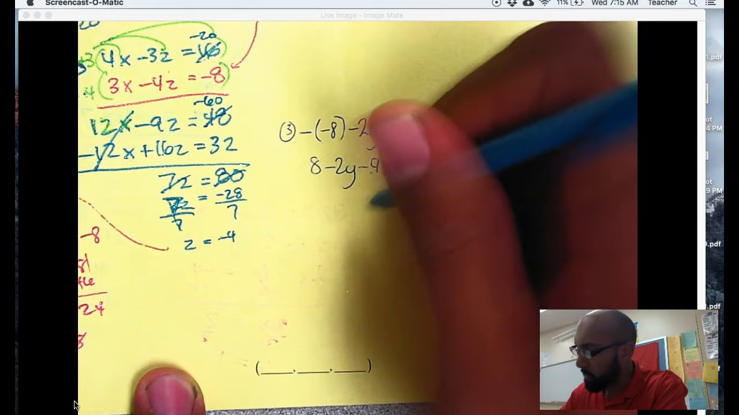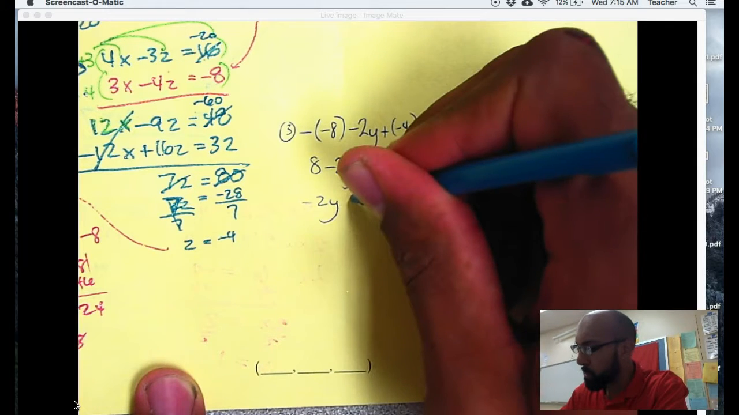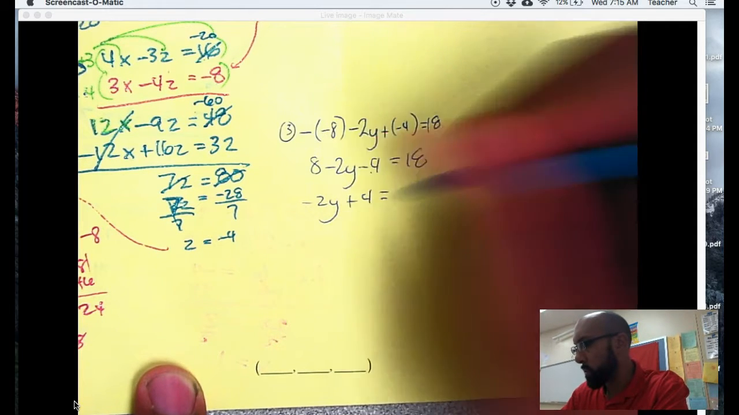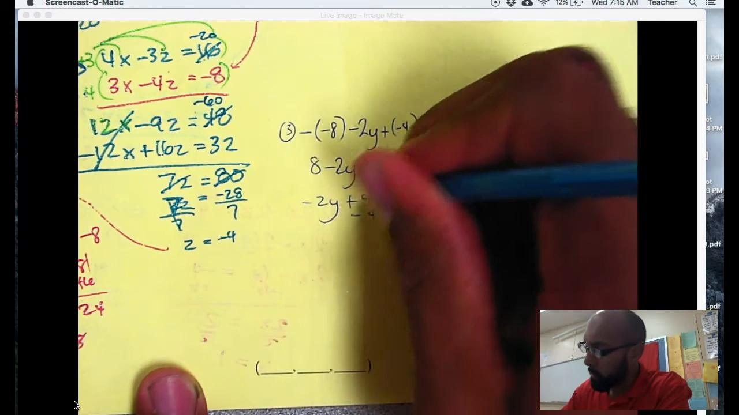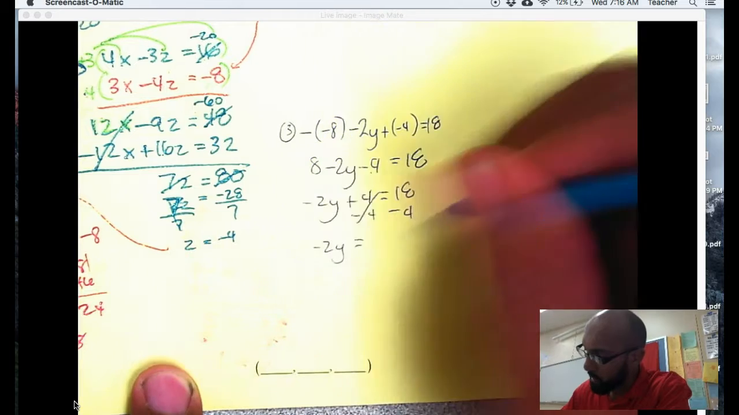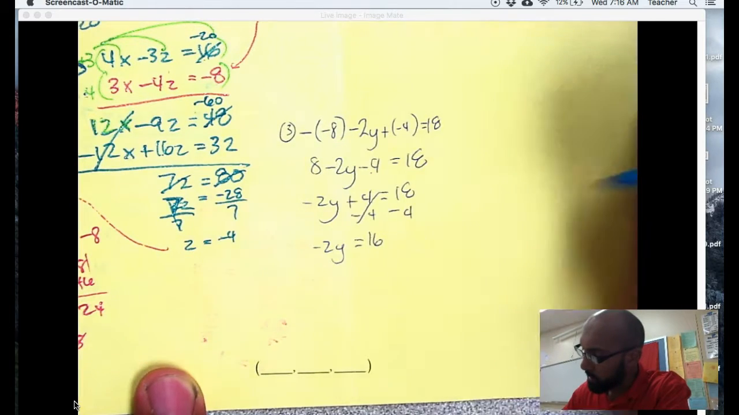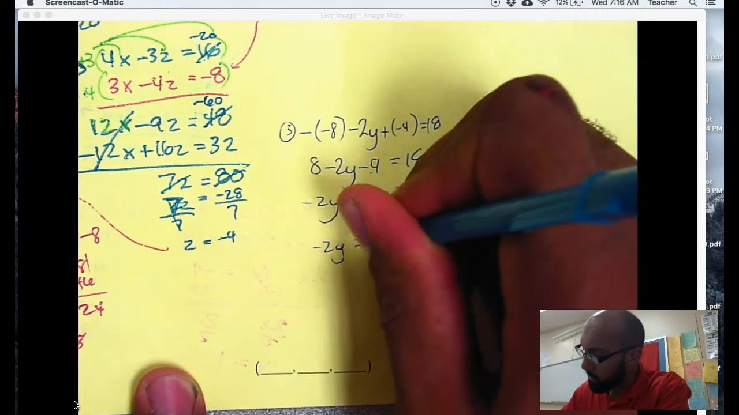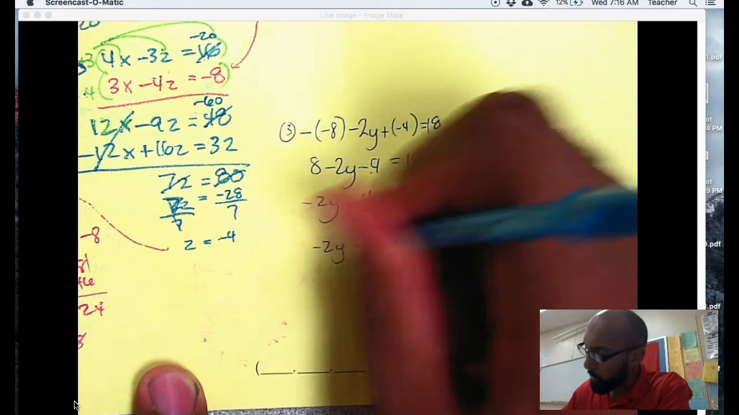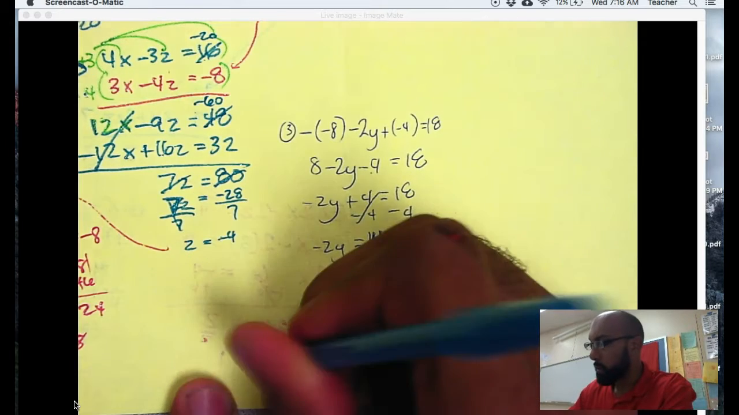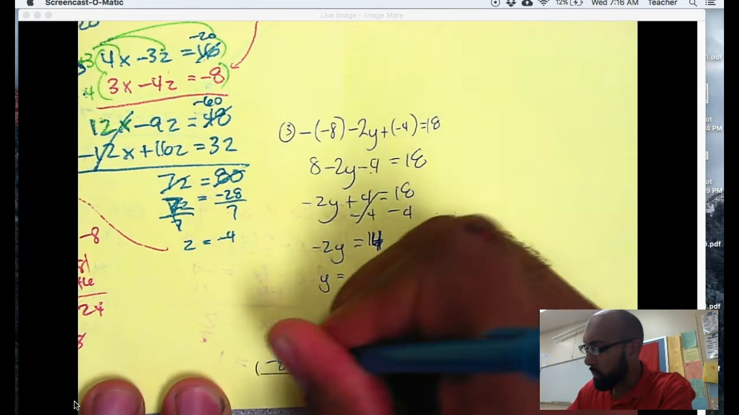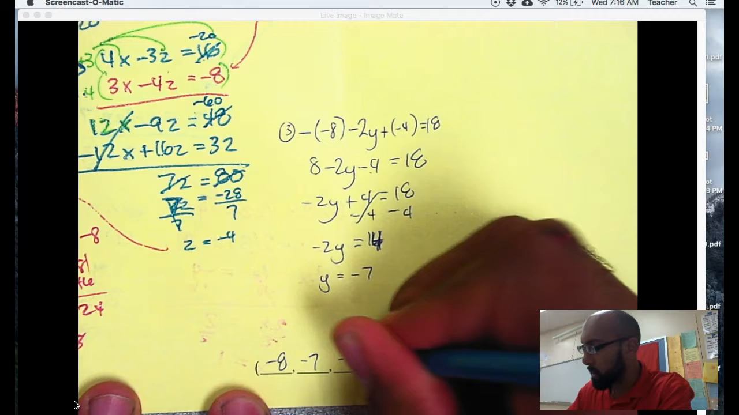Alright, so then we get plus 8 here, minus 2y, minus 4 there. Okay, 8 minus 4, combine like terms, is going to be plus 4 here. Okay, and then subtract 4 both sides, -2y equals 14. Nope, sorry, 14, not 16. Okay, then divide by -2, y equals -7. Alright, so let's go ahead and write them in here. But again, we need to check them to make sure we're good.